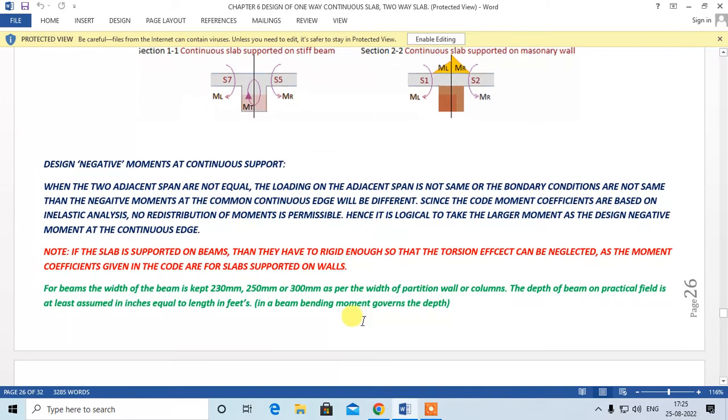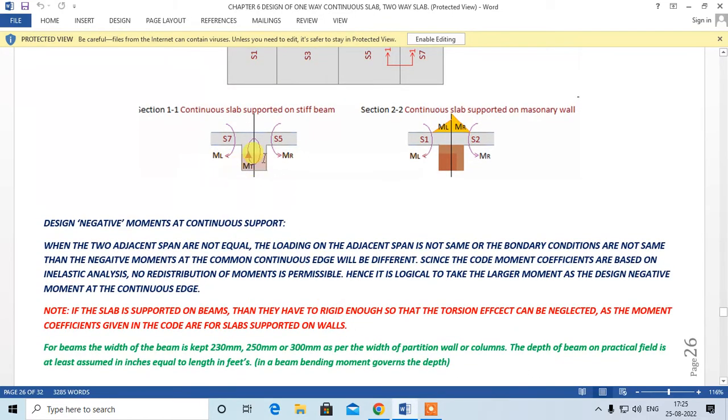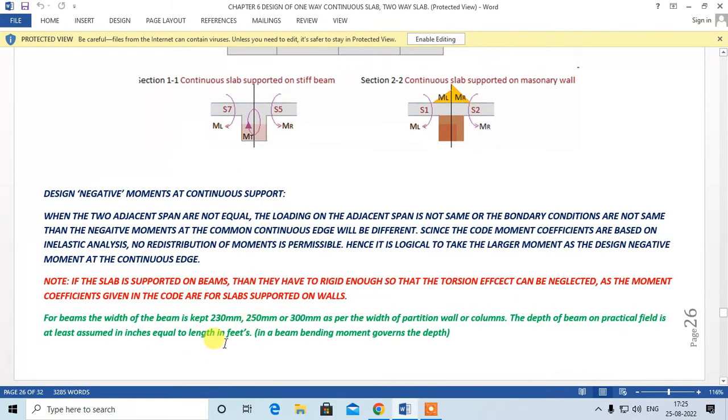Okay, so how to choose a rigid beam? There is some practical aspect. In practical field, the beam width is kept as 230, 250, or 300 as per the width of the partition wall or column. For the depth of the beam in practical field, it is at least assumed in inches equal to the length in feet, right? What does this mean? Say the span of a beam is 20 feet, then the depth to be assumed should be at least greater than 20 inches.